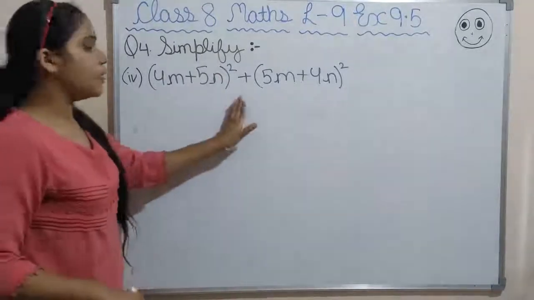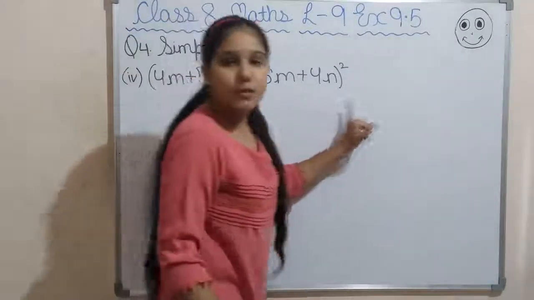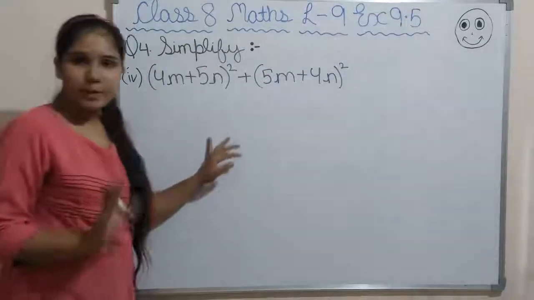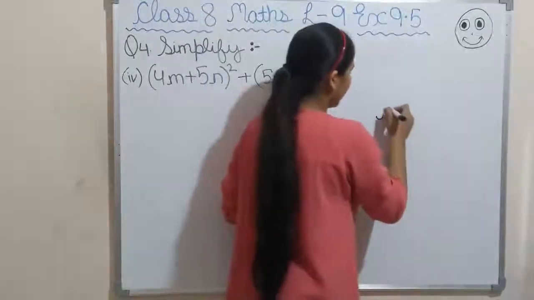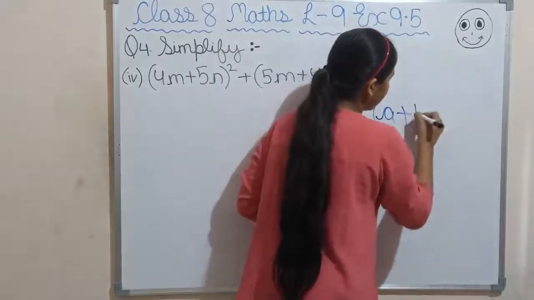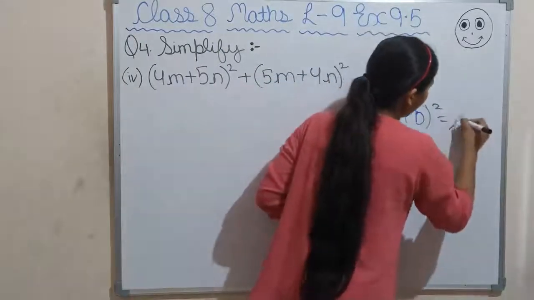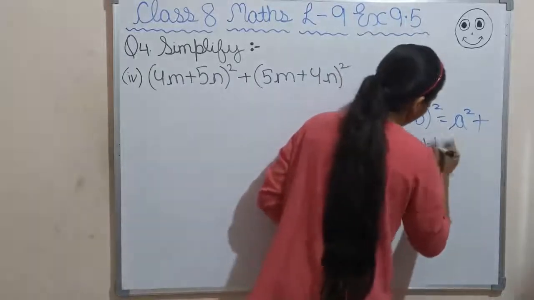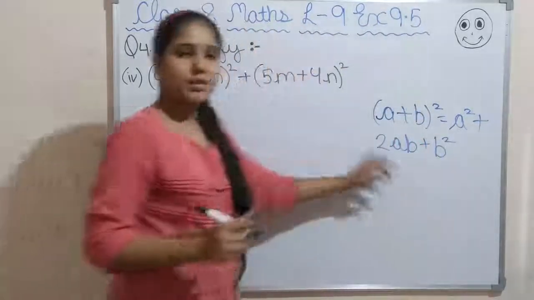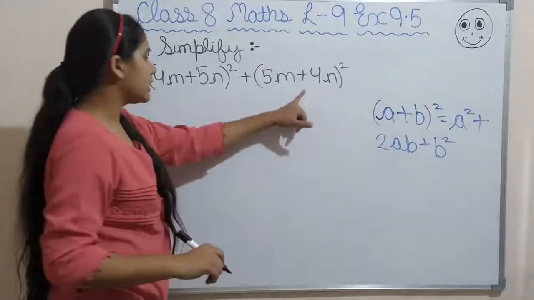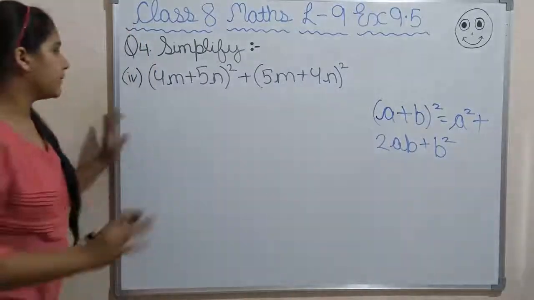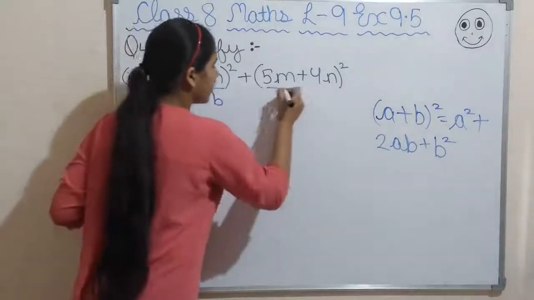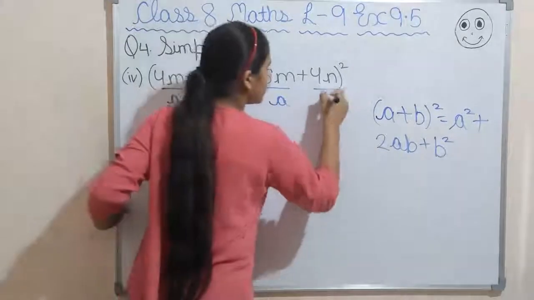4m plus 5n whole square plus 5m plus 4n whole square. Here also plus means we are going to use only one property. We can write a plus b whole square is equal to a square plus 2ab plus b square. This is the property which we are going to use, because in this also plus, this also plus. Here this represents a, this represents b, this also a, and this b.